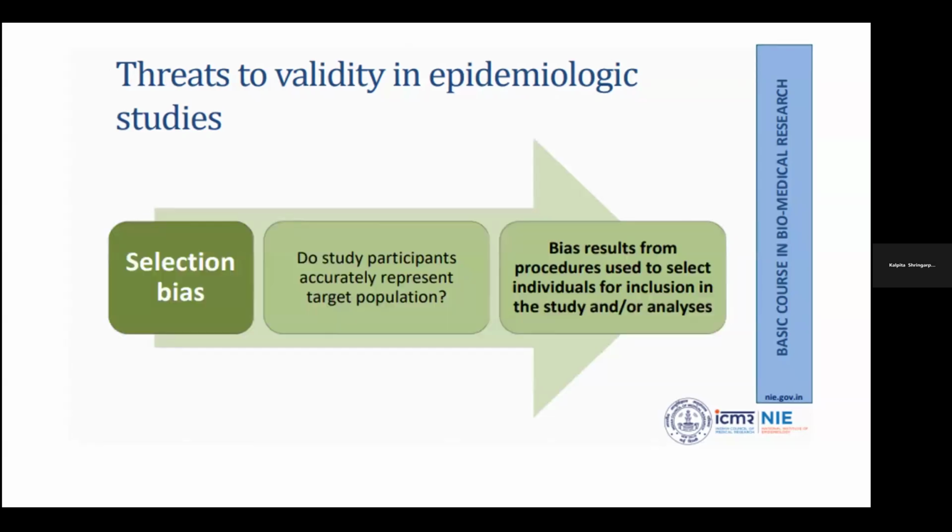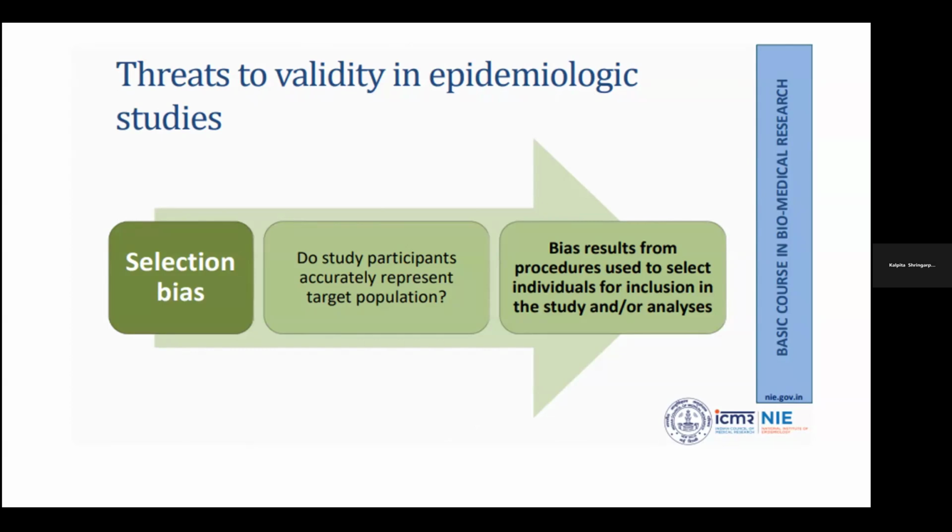So the first one is selection bias. So the question comes, do the study participants actually represent the target population? So this is where we talked about the external validity. And this bias results from procedures wherein I am not actually properly selecting the individuals to be included in my study, or the second part, that is the analysis of the study.